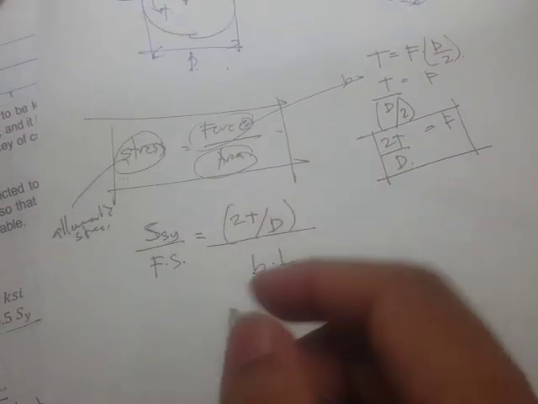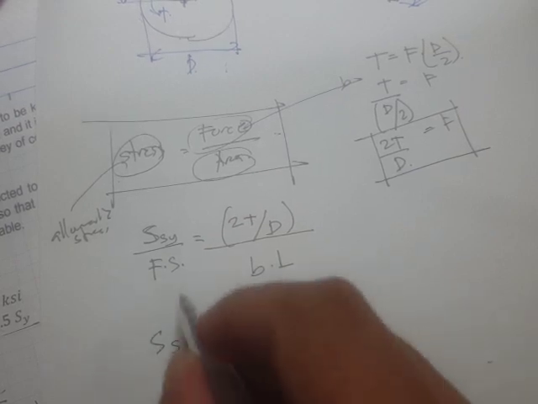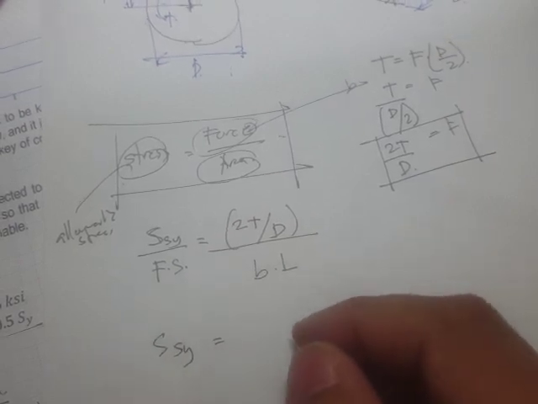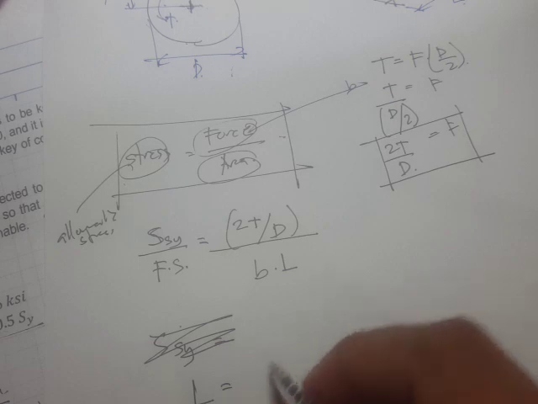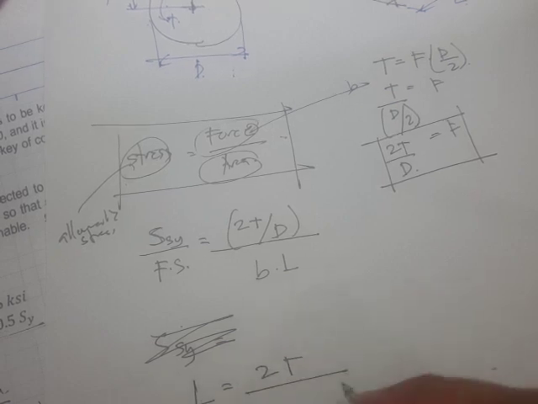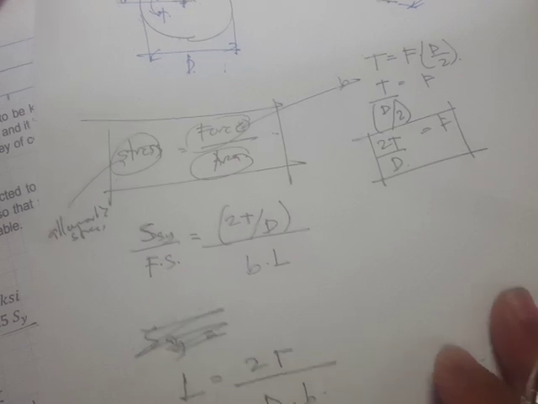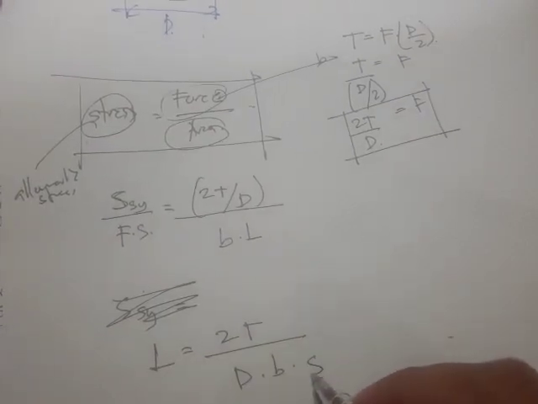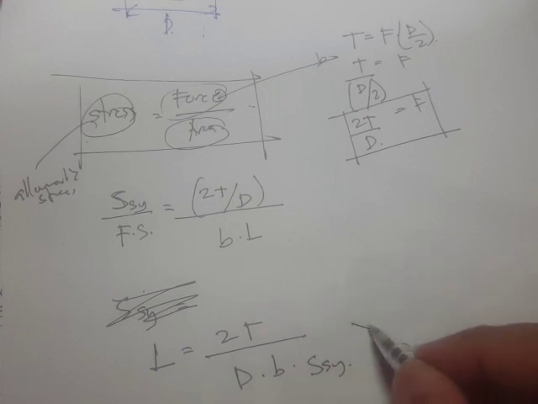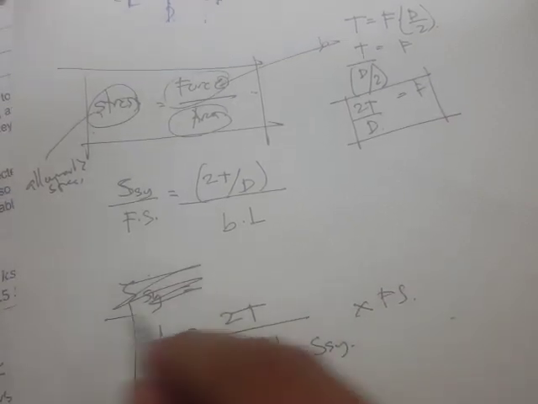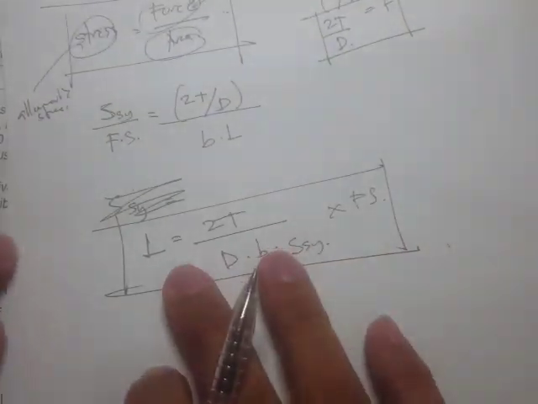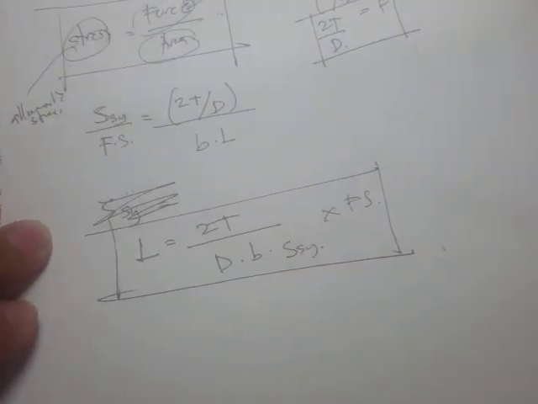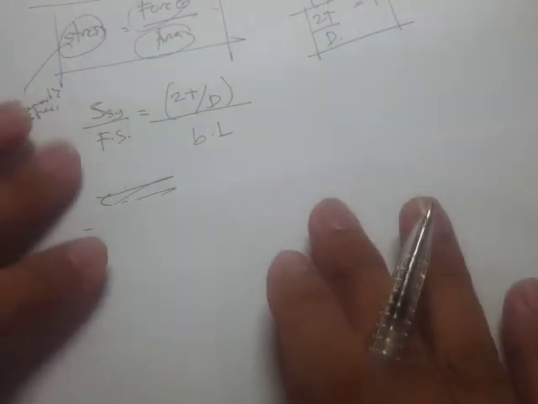Okay, so if we rearrange this, let's just express it in terms of L. So this is 2T all over d times b times Sy times the factor of safety, right? So here's the expression. Now let's check. Okay, so it's just the same. So that's for the shear.